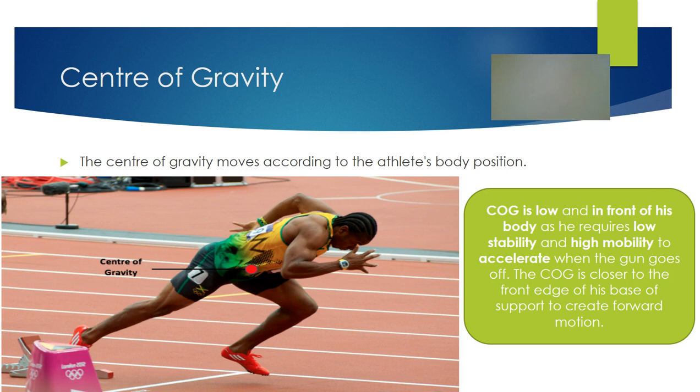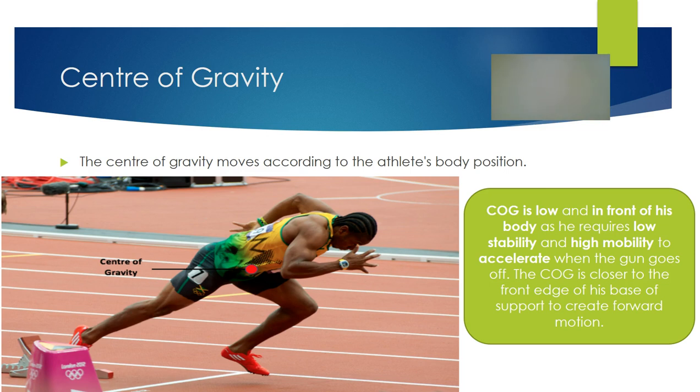In order to get moving as quickly as possible when the gun goes off, he distributes his center of gravity closer to the front edge of his base of support. So you can see the center of gravity is moving forward. This creates forward motion and hopefully a faster start. Stability is also enhanced by increasing the base of support. So the sprinter achieves this by placing his hands in the crouch start position, which obviously enhances his base of support. He must do this to support the forward positioning of his center of mass. Now, he's in that crouch position, so imagine you're on those starting blocks right now.